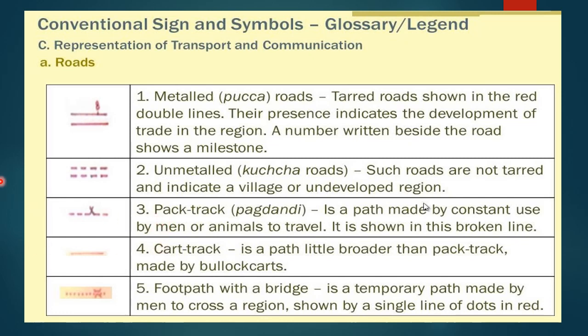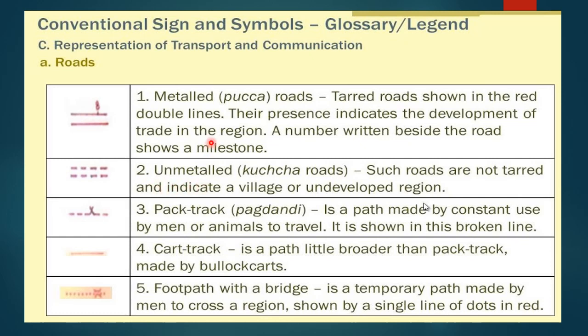So now, which conventional signs and symbols are used to represent transport and communication or roads on the topo sheet? So here you can see that metalled roads, which are also known as pakka road, they are tarred roads. They are always shown in the red color, and the double lines are the sign. Their presence indicates the development of trade in the region. A number written beside the road shows a milestone. The second comes the unmetalled road, right?